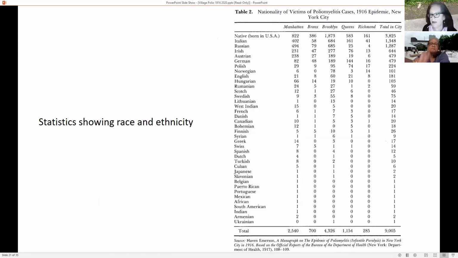They also went back and looked at the cases by race and ethnicity. And what you see here actually is that most of the cases in New York City were native born, were not immigrants as far as New York City could assess it. But this didn't make any difference whatsoever to the understanding of the epidemic itself.